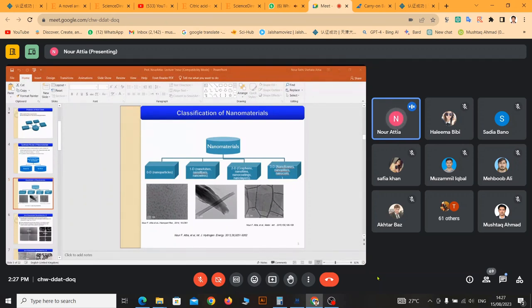The first classification is based on dimension, or on shape. Based on dimensions, when we have a material with nanoscale in all the directions, we call it zero dimension nanomaterial, like nanoparticle, quantum dot, and so on. And when only the thickness of the material is in nanoscale but the length is in macroscale, we call it one dimension, like nanotube, nanofiber, nanowire.